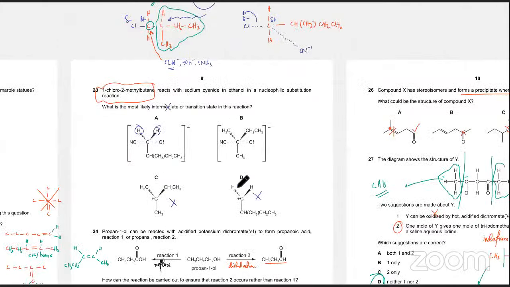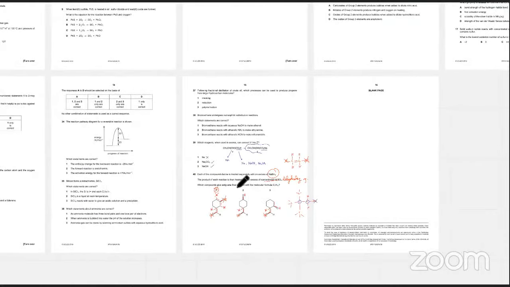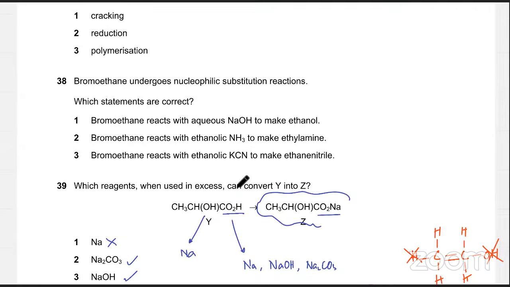So coming back to this, it's the same reaction. Bromoethane reacts with aqueous NaOH to make ethanol. That is true. The carbon is positive and the bromine is negative. So the OH- will attack that carbon atom. The carbon atom is only bonded to one alkyl chain, so it has a very strong positive charge and it's immediately attracted. So the first one is correct.